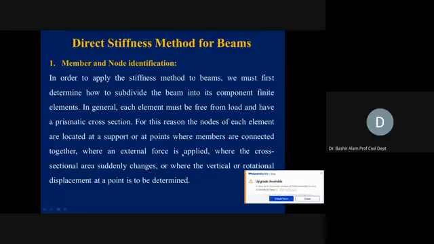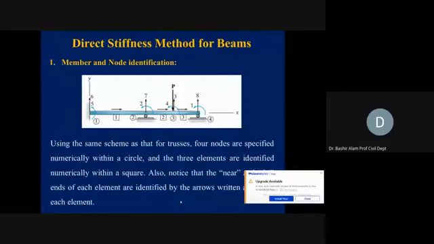Or where the vertical or rotational displacement at a point is to be determined. Let's say a prismatic condition with UDL, but you are now interested in some specific point, that let me find out the vertical displacement or rotation at that particular point, so we consider that one also as our node. So these are now the different criteria by which we decide about a node in a structure. Now here, member and node identification.